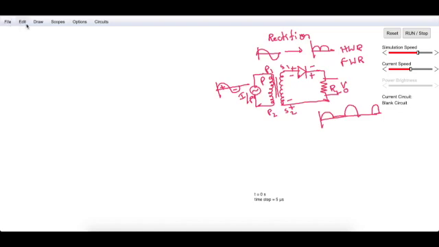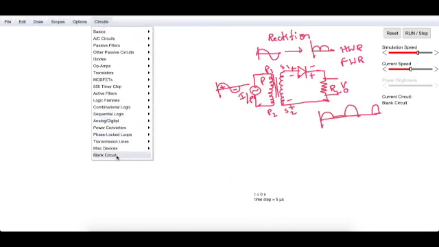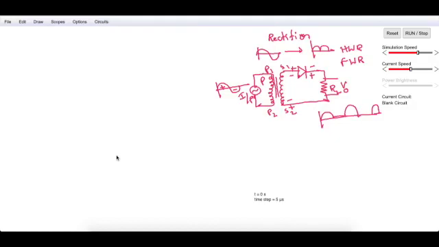In this website, these are all the options. First, click on circuit, then click on blank circuit. So we are taking a blank circuit here. Now, please look at the circuit diagram. First we need to take a transformer.